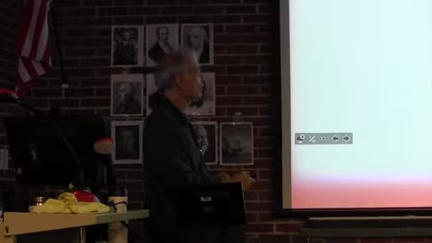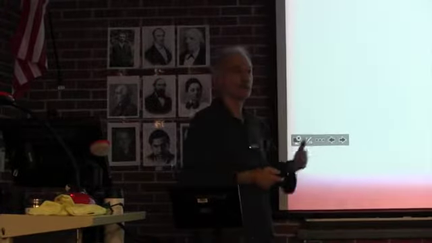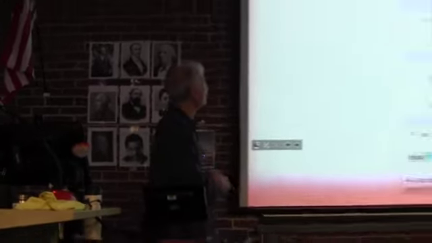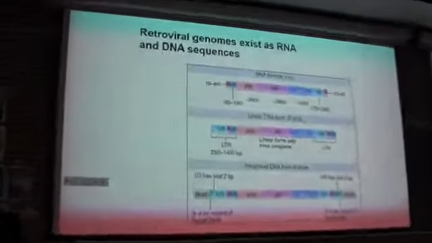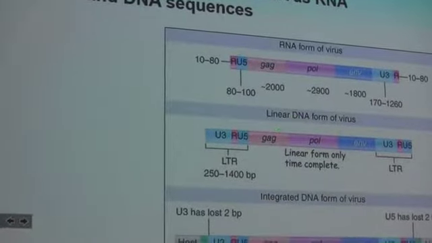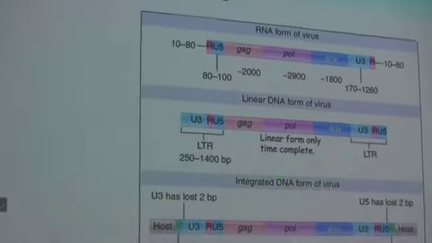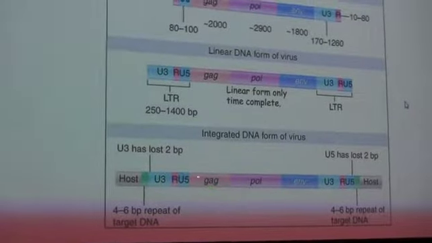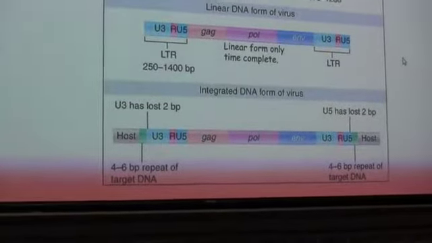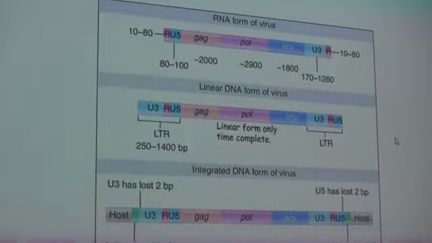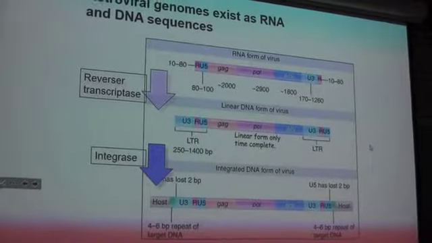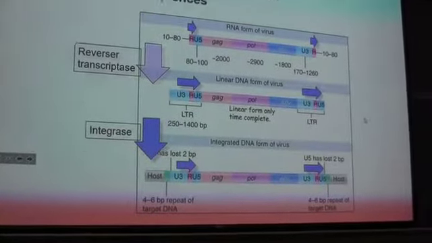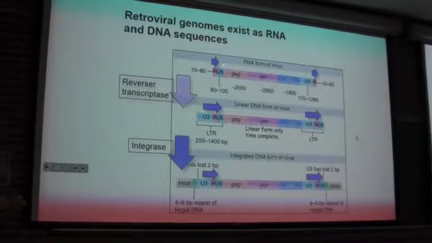But the long terminal repeats are completely different than the inverted repeats on simple transposons or DNA-based transposons. So let's see, the RNA form of the virus, the linear DNA form of the virus, and the integrated form, which is called the provirus. Reverse transcriptase, integrase, and this shows the long terminal repeats.